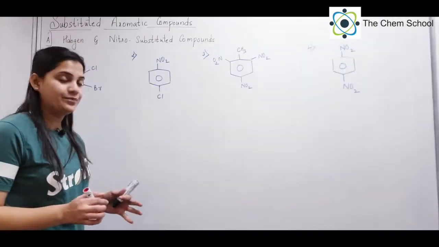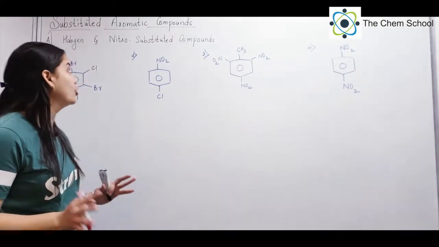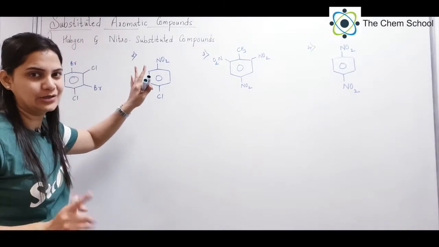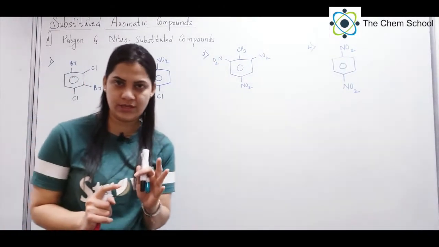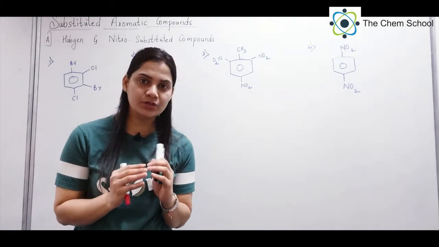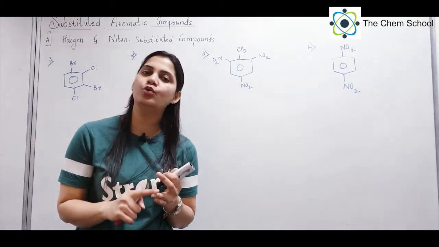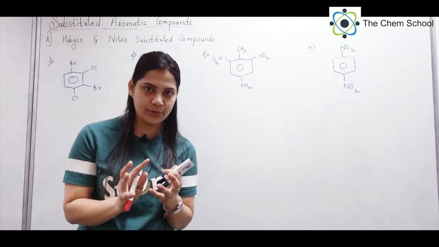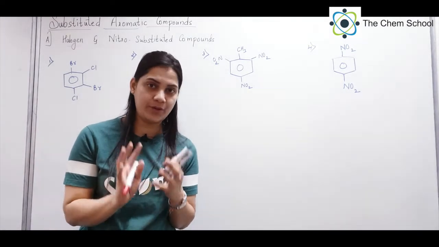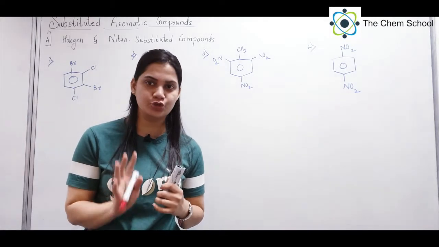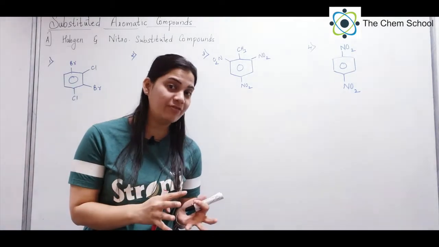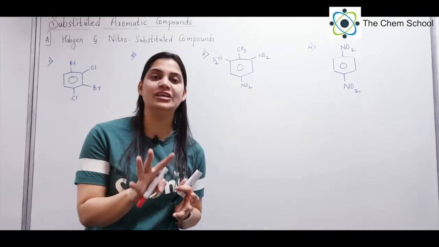Let's start with the topic. Today we are going to talk about substituted aromatic compounds, and the first topic that I am taking for the day is halogen and nitro substituted compounds. Why am I taking this? Because halogen compounds and nitro compounds are taken as substituents. If they are taken as substituents, remember one thing: the priority will be based on the alphabetical order. The one with the lowest alphabetical order will be the highest priority group.